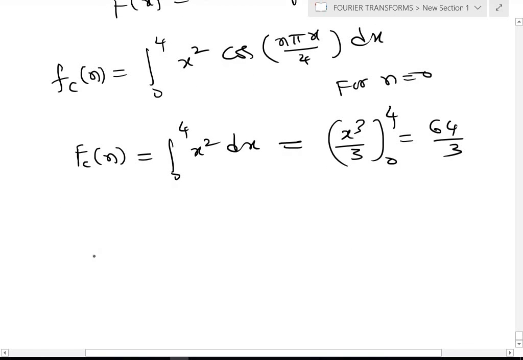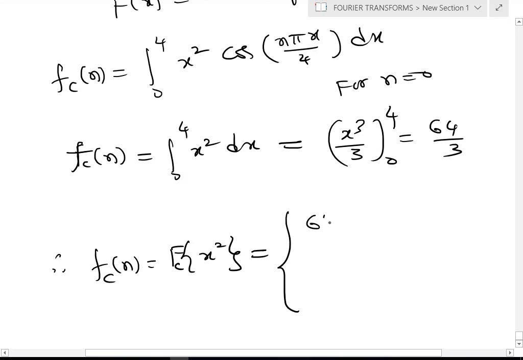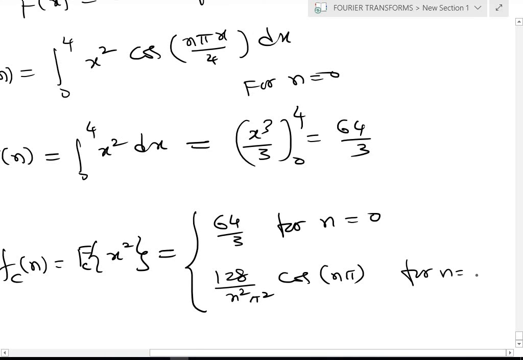So when you write the complete function, the Fourier cosine transformation of the function f of x is equal to x square will be 64 by 3 for n is equal to 0. Then this will be equal to 128 divided by n square pi square times cos of n pi for n is equal to 1, 2, 3 and so on. Be careful. So this is the way of solving Fourier sine and cosine transformations of functions.